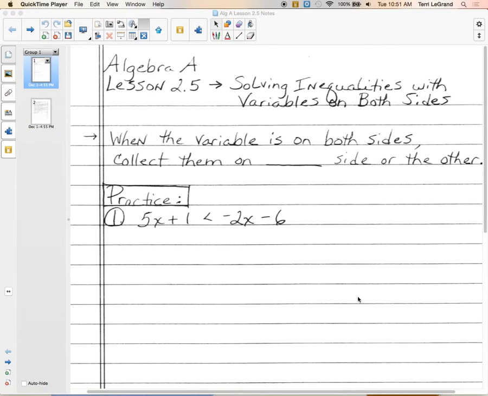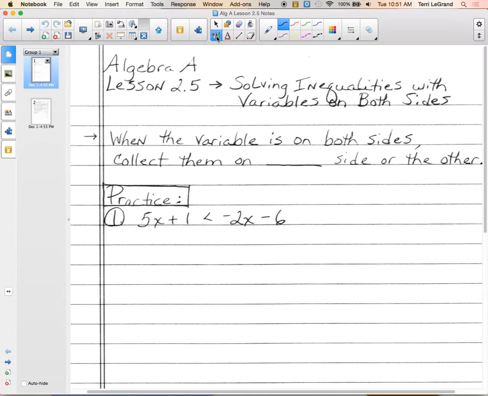Okay, so back to, we filled in the blank with, when the variable is on both sides, we're going to collect them on one side or the other. Then I asked you to start looking at that first one and decide what should we do first in that one. Anybody have a suggestion? What would be a good move to make first, Cody? Add the opposite.